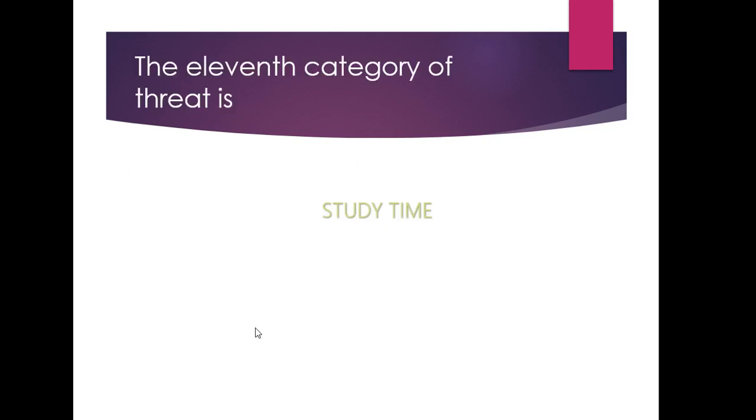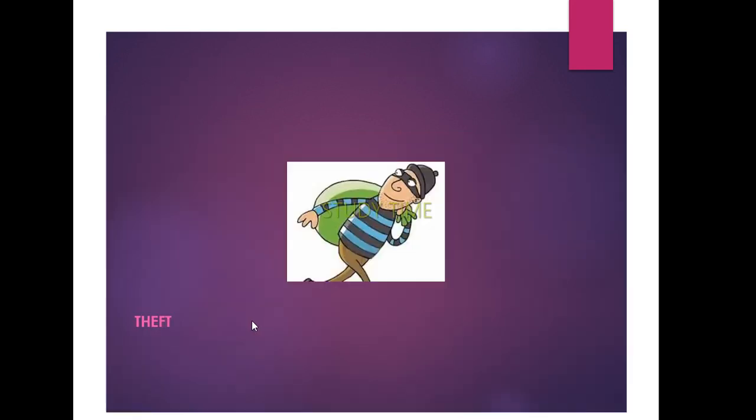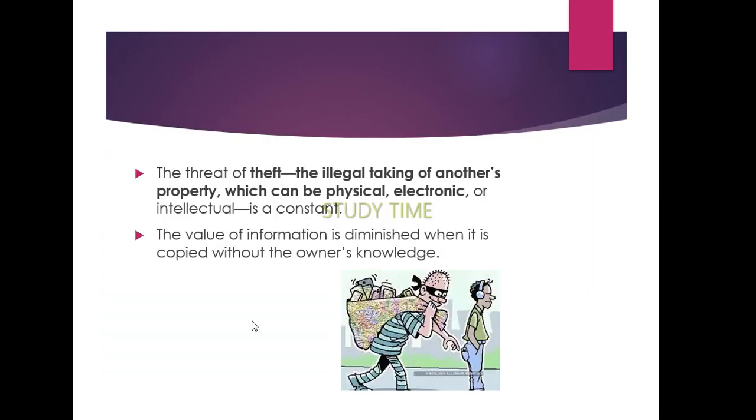The 11th category of threat is theft. The threat of theft, the illegal taking of another's property, which can be physical, electronic, or intellectual, is a constant. The value of information is diminished when it is copied without the owner's knowledge.